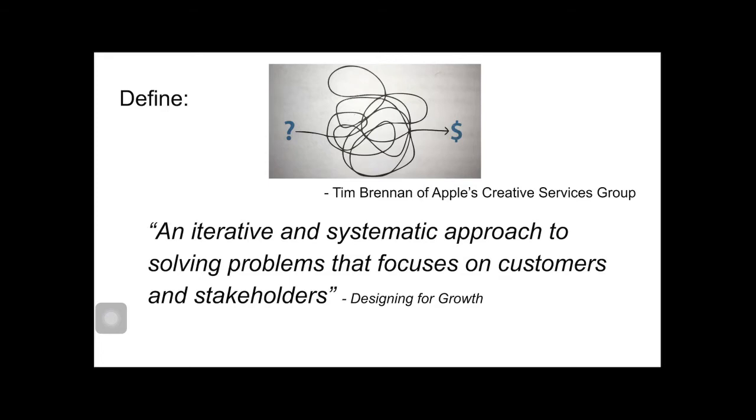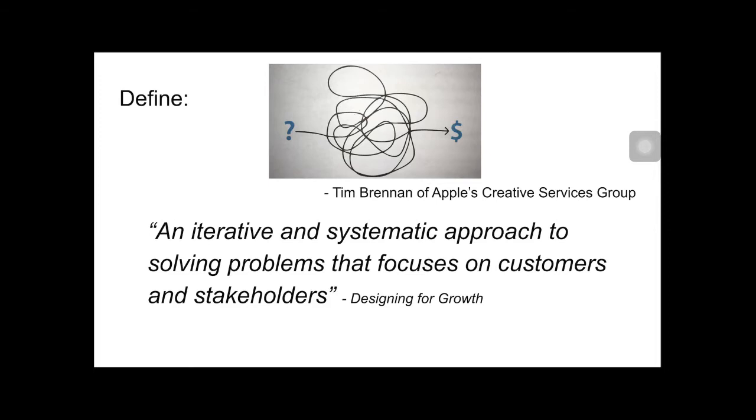And when asked, Tim Brennan from Apple's Creative Services Group actually drew an image when he was asked what is design thinking. It's this image here of the question mark, having a problem. And then how do you make that work, essentially? How do you make it functional? How do you turn it, for them at Apple, into money? And design thinking is all this business in the middle. It's taking all these components together. How do you get from a really complex problem to a really functional, effective outcome? What does that look like?